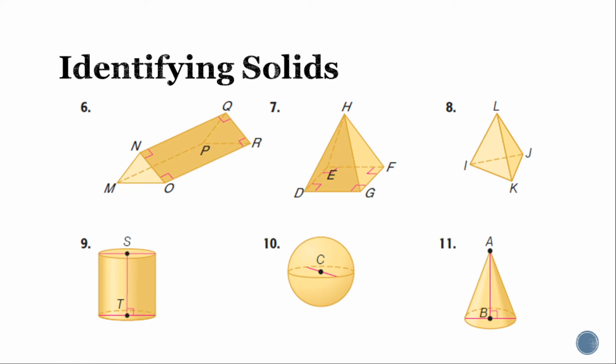Okay? The next one should be, my apologies, take 1 second. The next one should be a rectangular pyramid. The next one is actually a tetrahedron with 4 faces, then a cylinder, a sphere, and a cone.